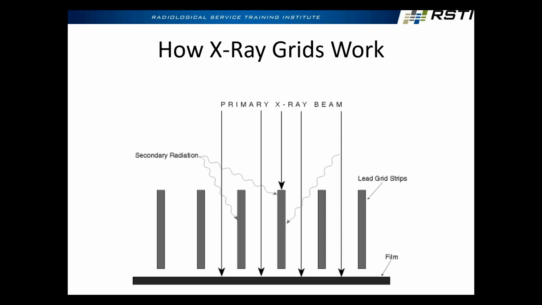If we wanted to have them all like this, all vertical, then the grid itself wouldn't be able to be very thick, so it wouldn't be very efficient, but it would work over a very broad range of distances.